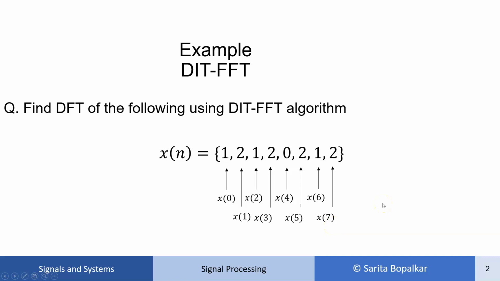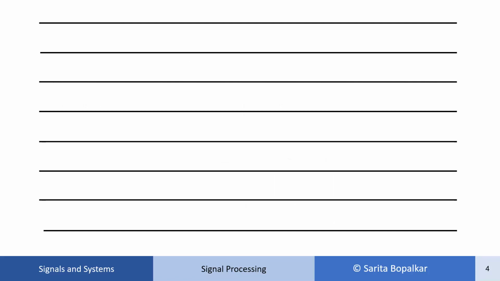Now let's start our DIT-FFT 8-point algorithm. First step, for 8 point, you have to draw 8 horizontal lines. Now, this 8-point DFT has 3 stages of decimation. The 8-point DFT is decimated into two 4-point DFTs, and then each is decimated again into 2-point DFTs. So the first stage of decimation is the 8-point DFT.